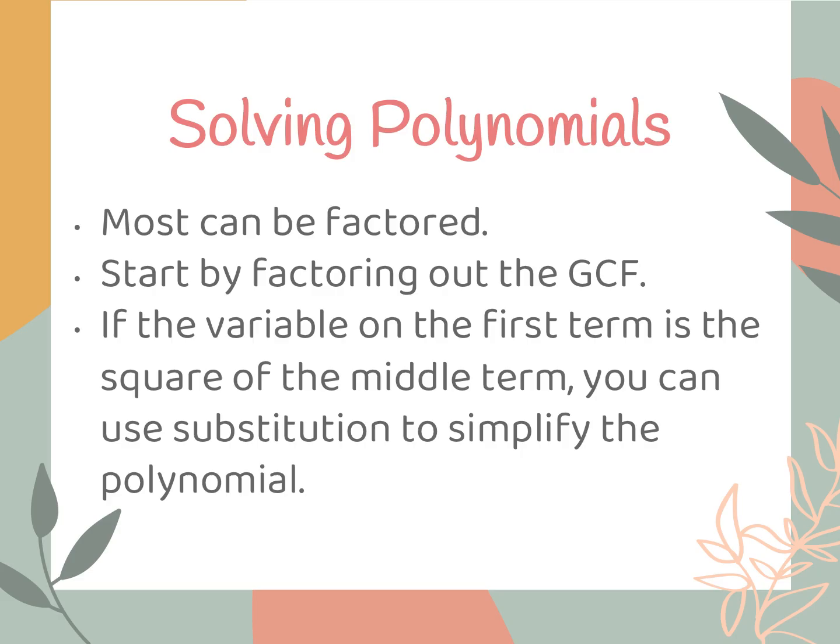So to solve polynomials, again, most can be factored. Typically, we always start by factoring out a GCF. This third bullet, where it says if the variable of the first term is the square of the middle term, that's not going to make sense to you guys yet, so we'll do that when we get there. There's a special way to solve those kinds of equations, and I think number 6 is a question like that. But for these first two, we're just going to factor as normal.